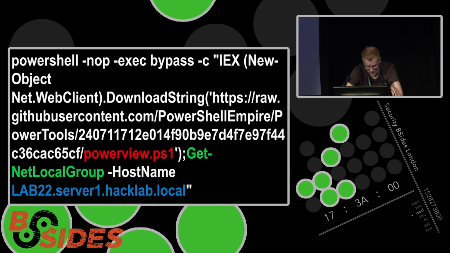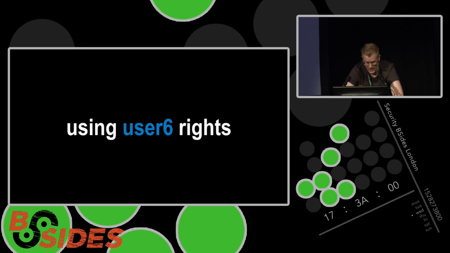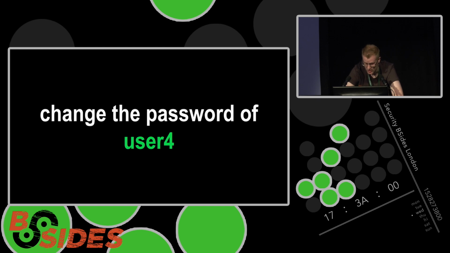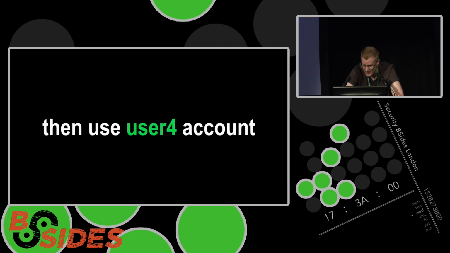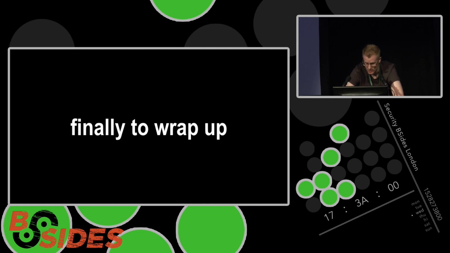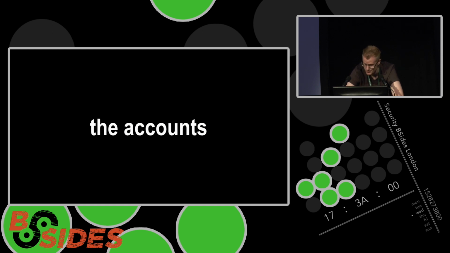And there we go. So Get-NetLocalGroup, and there's the machine, and you can see there user 4 is a false. No, it's disabled, sorry. User 4 has rights. So using user 6, it's getting a bit confusing now. Using user 6's rights, you can change the password of user 4. So here I am as user 6, changing the password of user 4 who does have local admin rights. You can then use user 4's account, because you now have control of that, to move laterally. Right, finally to wrap up, delegation of rights is great, but you still need to respect the accounts.